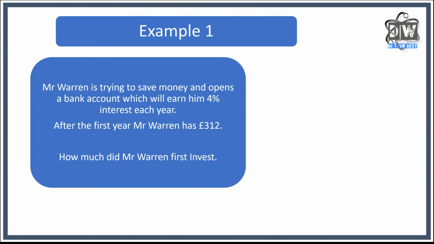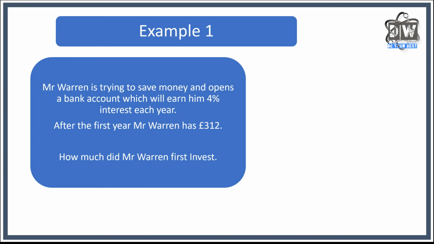Let's look at the first example. Mr. Warren is trying to save money and opens up a bank account which will earn him 4% interest each year. After the first year, Mr. Warren has £312. How much did Mr. Warren first invest? So let's think about this.